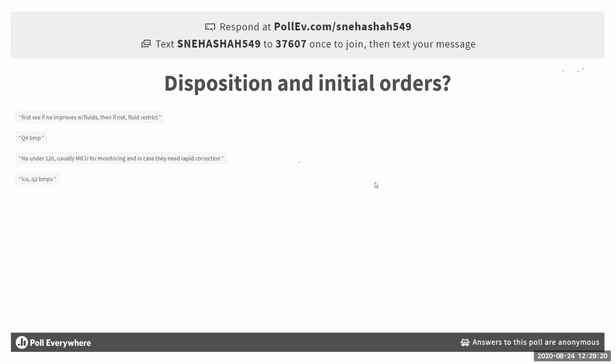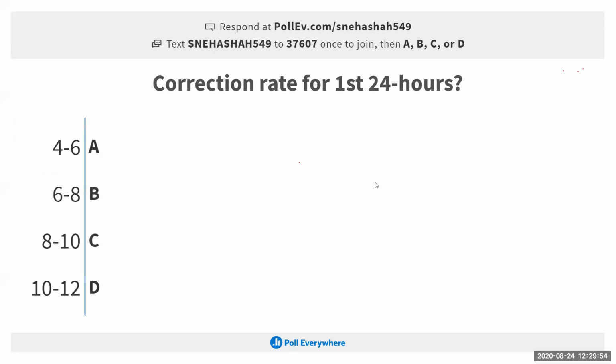And then sometimes it is helpful to place a Foley for these patients, especially if you're concerned with overcorrection. So that is something you should consider or just think about. And then remember I mentioned IV access earlier, so it's very helpful for these patients to have 2 IVs in place, and we'll talk a little bit about why that is the case. But good job. So this patient's going to the ICU, and we're gonna do some frequent labs. You can choose the number, but I do Q4. Okay, so what will be our correction rate for the first 24 hours for this patient?